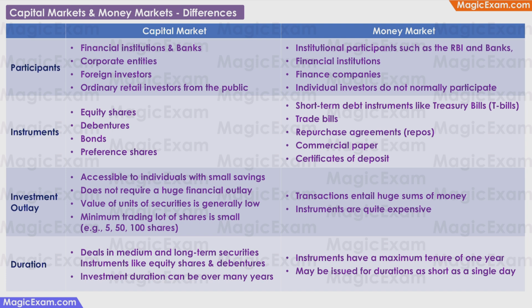Capital markets are typically accessible to individuals with small savings because they can buy one share or two shares or any small number, which means that large sums of money are usually not required, unless of course you are buying some very expensive shares. But in money markets, the transactions entail huge sums of money and the instruments are quite expensive, like crores of rupees. So normal individual investors are usually not present in this market.